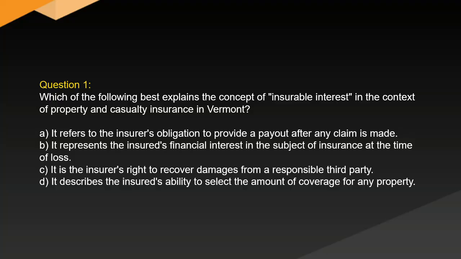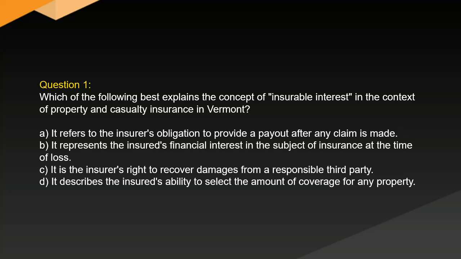Question 1. Which of the following best explains the concept of insurable interest in the context of property and casualty insurance in Vermont? A. It refers to the insurer's obligation to provide a payout after any claim is made. B. It represents the insured's financial interest in the subject of insurance at the time of loss.